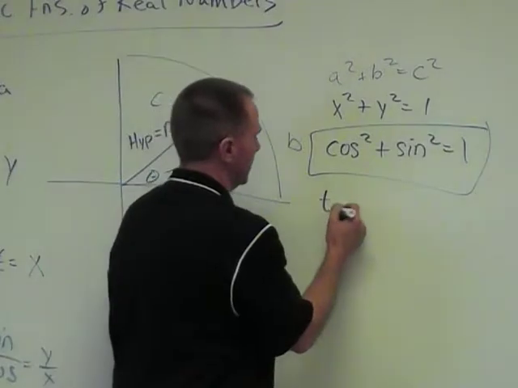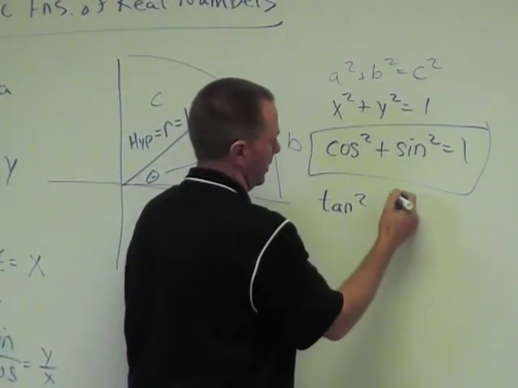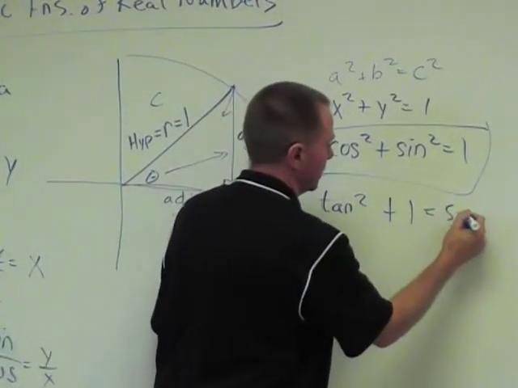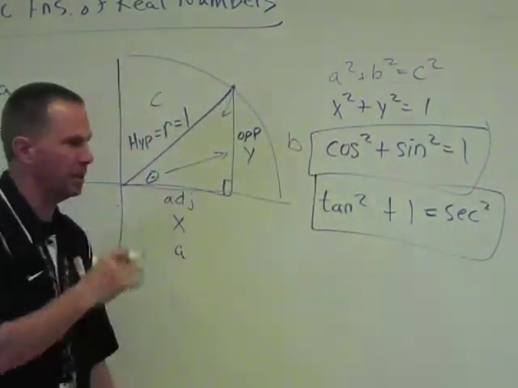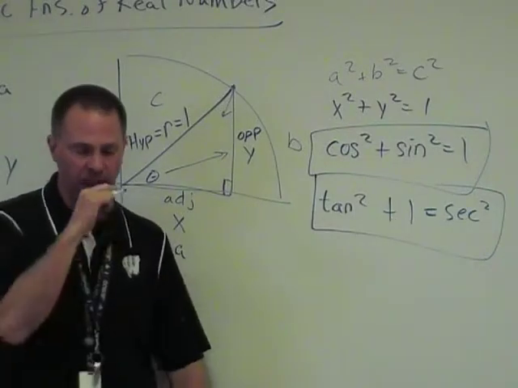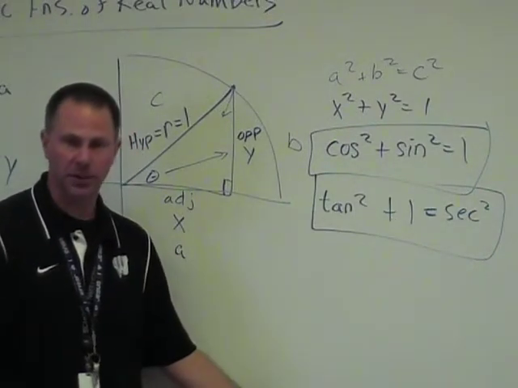There's another one: tangent squared plus 1 equals secant squared. And there's another one in your book. You guys can look them up. But let me just show you where this, tangent squared plus 1 equals secant squared, comes from.